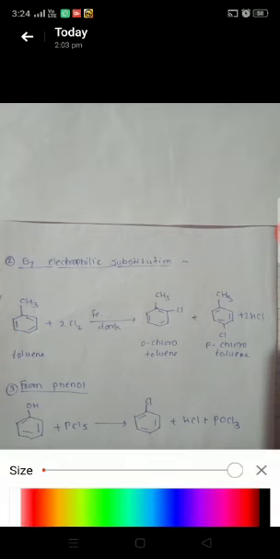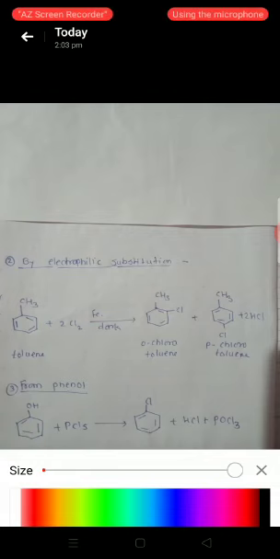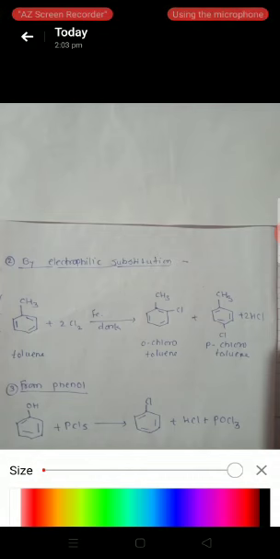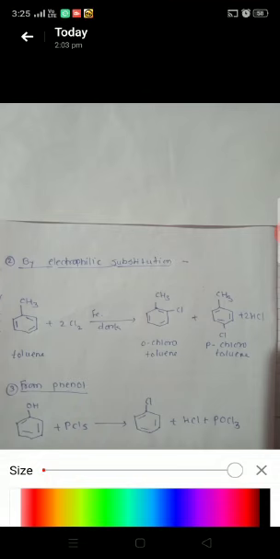Next method is by electrophilic substitution reaction. In electrophilic substitution reaction, arenes when treated with chlorine or bromine in presence of Lewis acid as a catalyst like FeCl3 or Fe or BCl3 undergo electrophilic substitution to form corresponding aryl chlorides or bromides respectively.